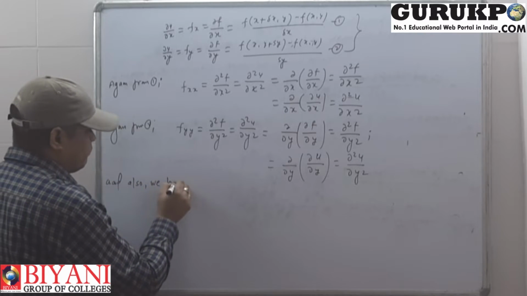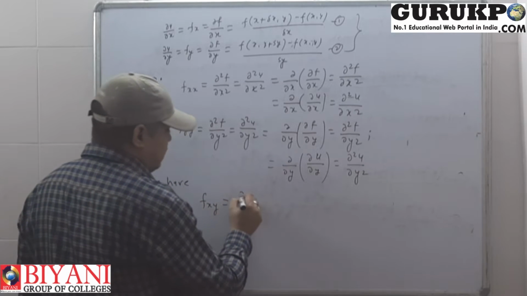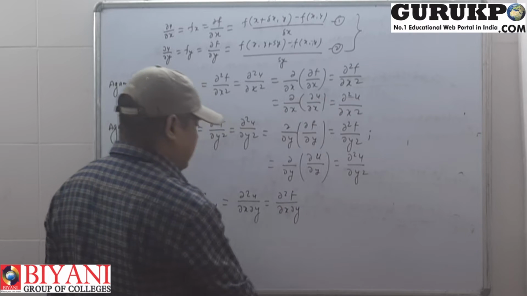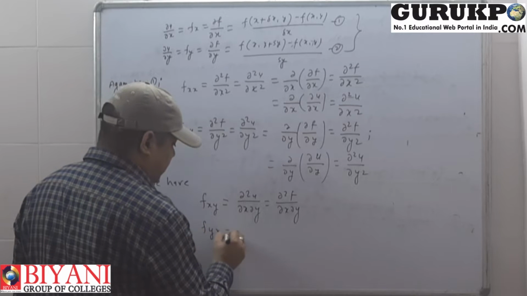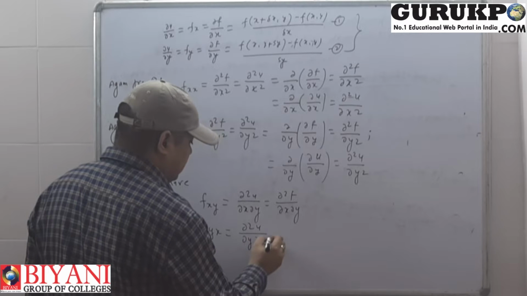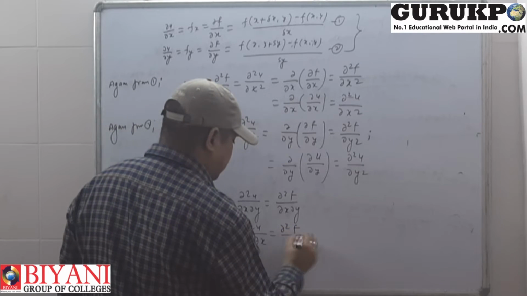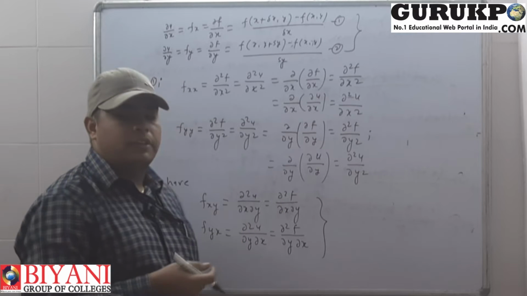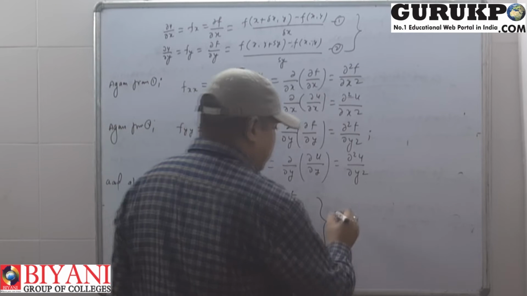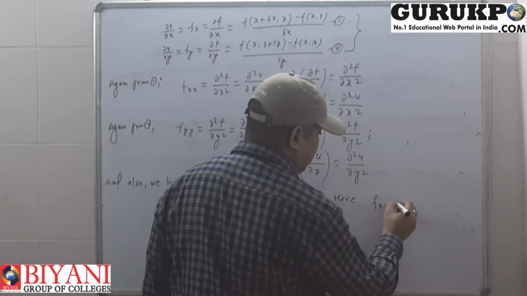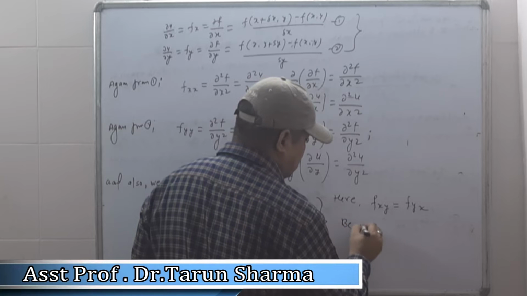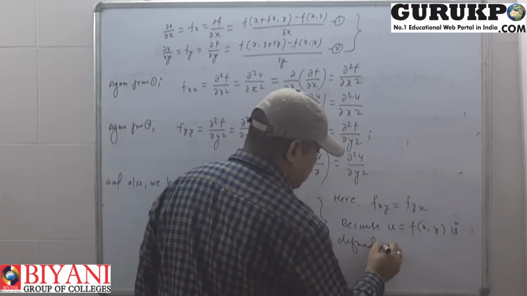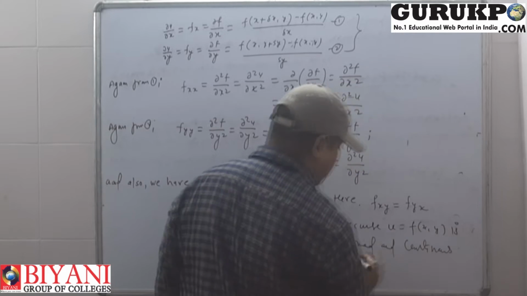And also we have f of xy, del 2 u by del x del y, or del 2 f by del x del y. And f of yx, del 2 u by del y del x, is equal to del 2 f by del y del x. Basically these are the representations of partial differentiation of any function in second order terms. Here f of xy is equal to f of yx, because u is equal to the function of xy, which is defined and continuous.